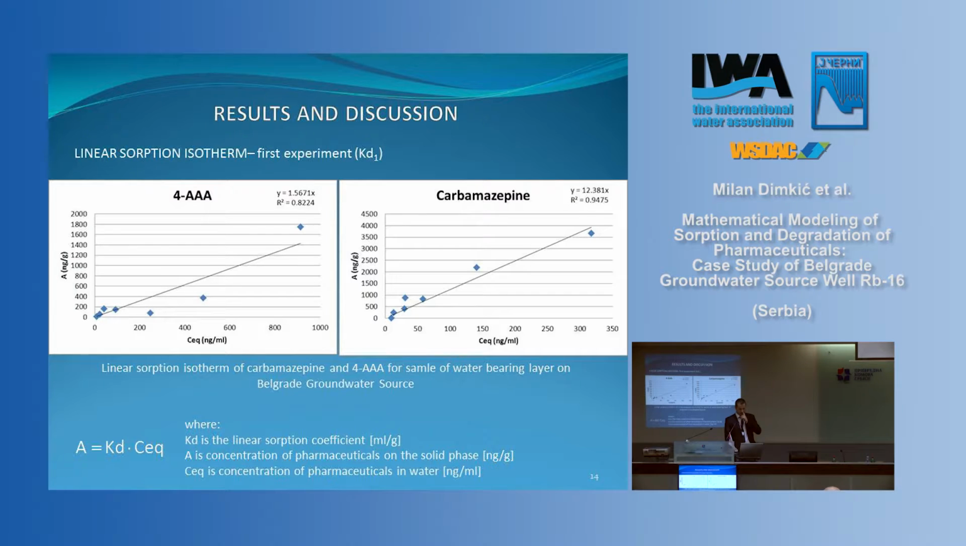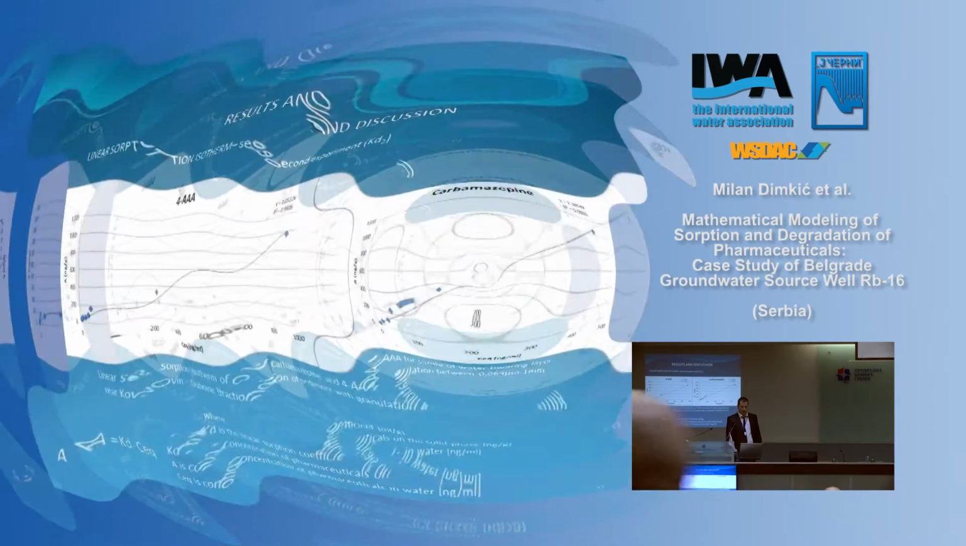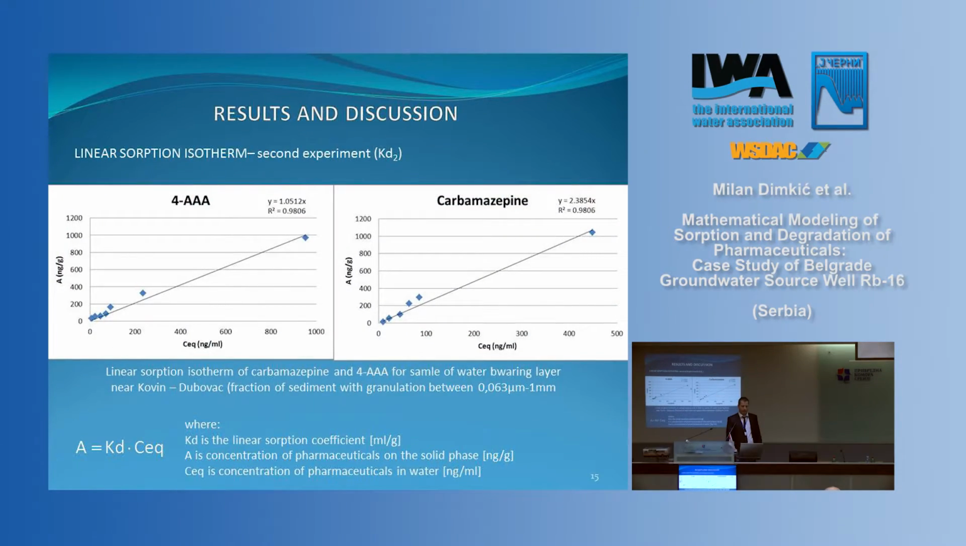This is the first experiment that we did with our colleagues. This is for the real sample, but this is a sorption isotherm for a sample of 20 grams. It was a batch experiment, so we have some data about sorption coefficients. After that, we did a second experiment.